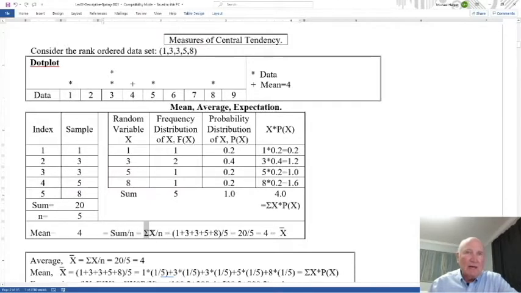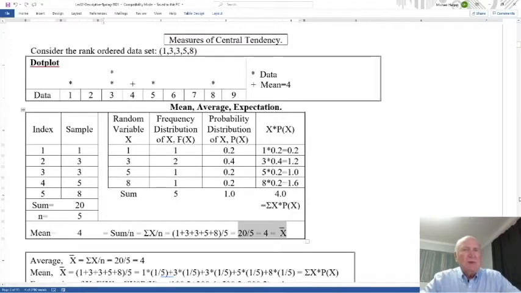The sigma x is the sum of the x's, divided by n. The sum of the x's is 20, divided by n, which is 5. That capital sigma x is the same as taking all of these values, 1, 3, 3, 5, and 8, and dividing by 5. So the sum is 20 over 5, which is 4, and that's the mean. If that's a sample, it's called a sample mean.